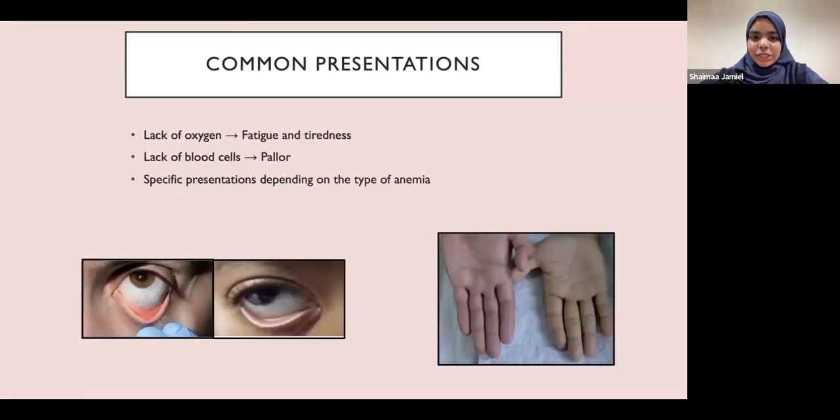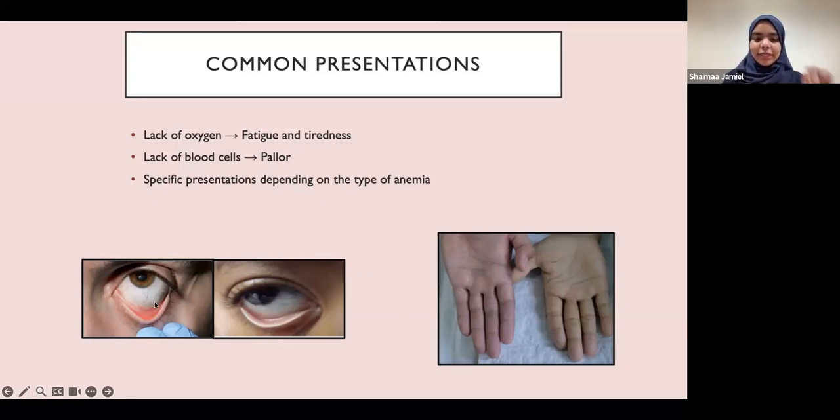So what are some common presentations of anemia? So obviously, the major function of the blood is to carry oxygen and transport it throughout and give it to the tissues that need the oxygen and so on. So if you have less of this hemoglobin or less of this blood, then you would have less oxygen, and this lack of oxygen would give you some fatigue and tiredness. And again, the lack of blood cells would show as pallor sometimes, like you have less blood.